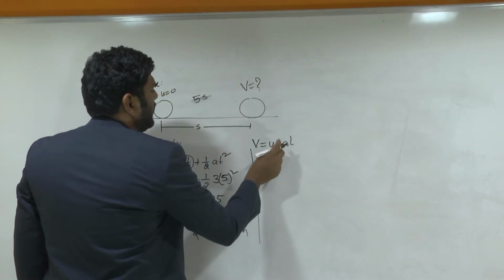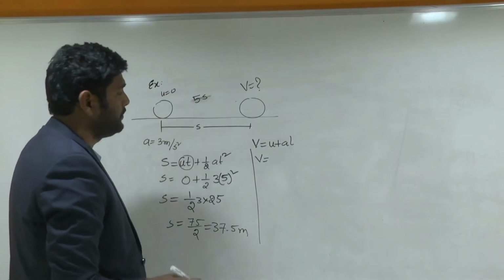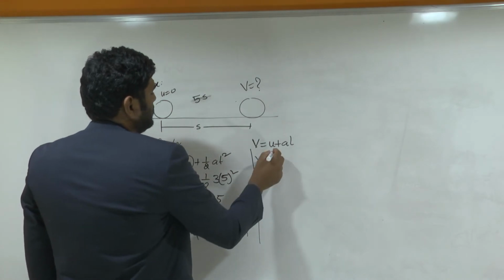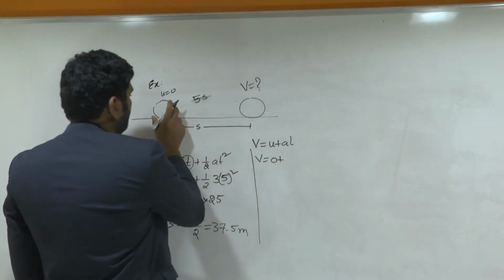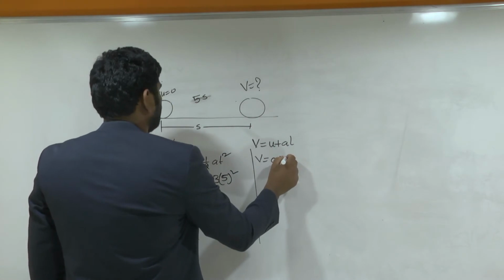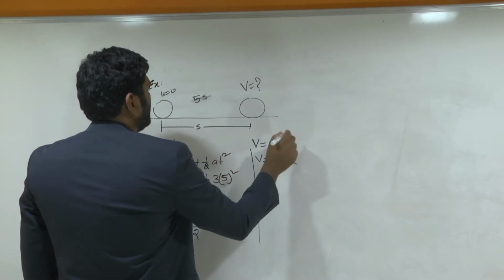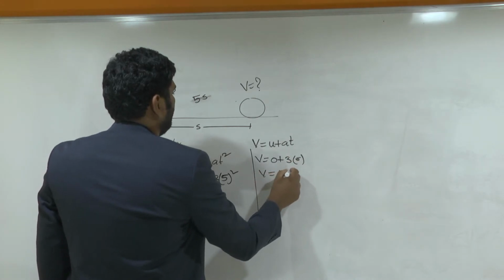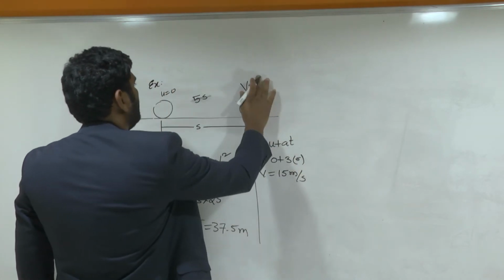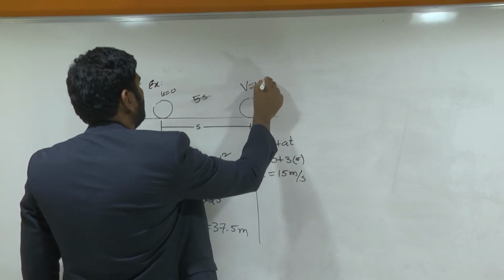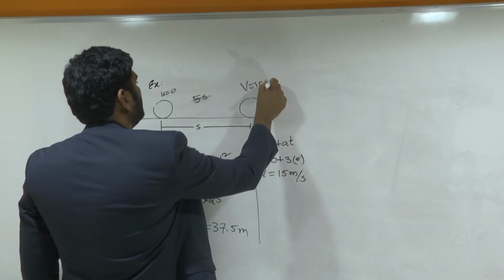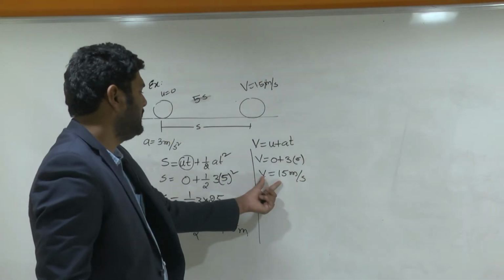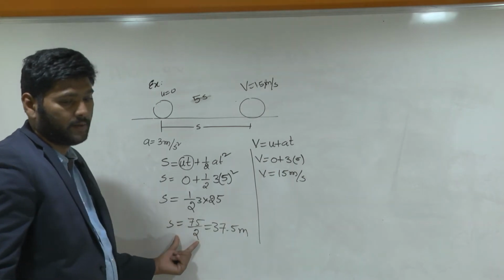So what is the u value? U value is 0. It is starting from rest, and the acceleration is 3 meters per second squared, and the time is 5 seconds. So v is equal to 15 meters per second. So this is the way we can find even velocity, even the displacement of the body.